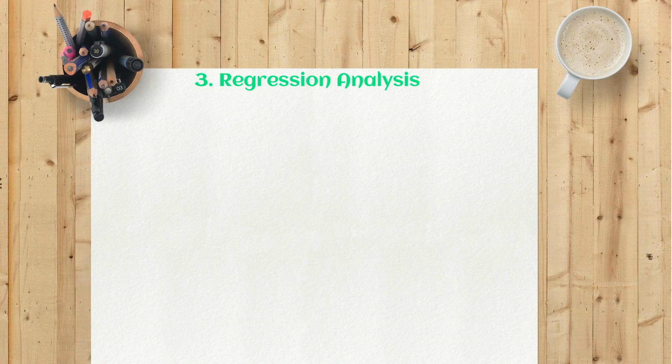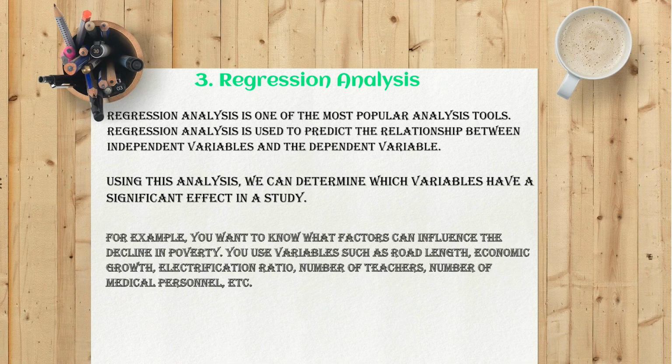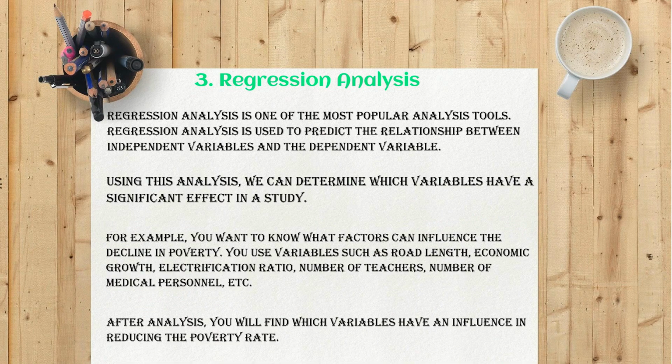Number 3, regression analysis. Regression analysis is one of the most popular analysis tools. Regression analysis is used to predict the relationship between independent variables and the dependent variable. Using this analysis, we can determine which variables have a significant effect in a study.